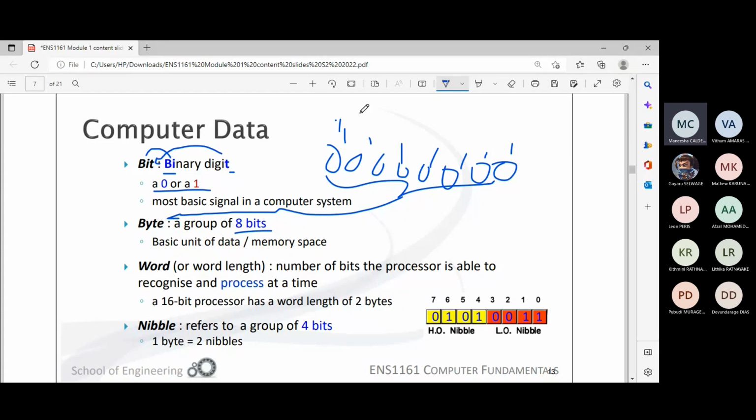Or it might be 1 0 0 1 0 0 1 0. It's a byte. Word.